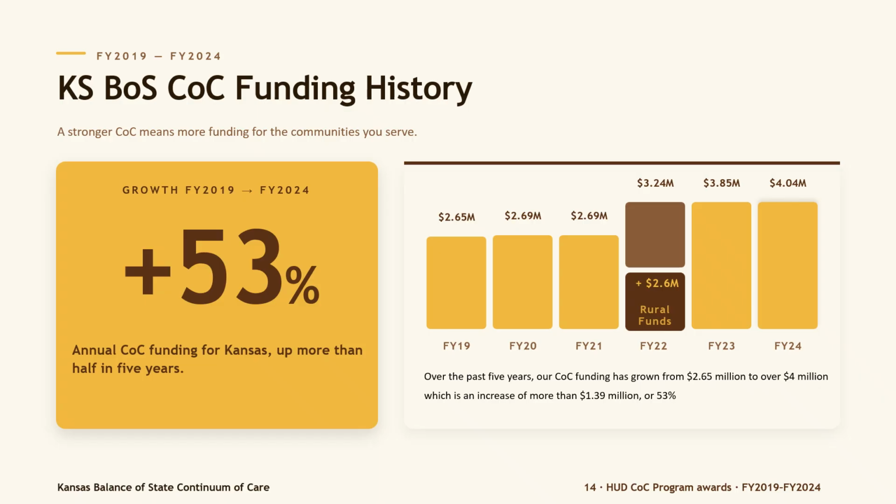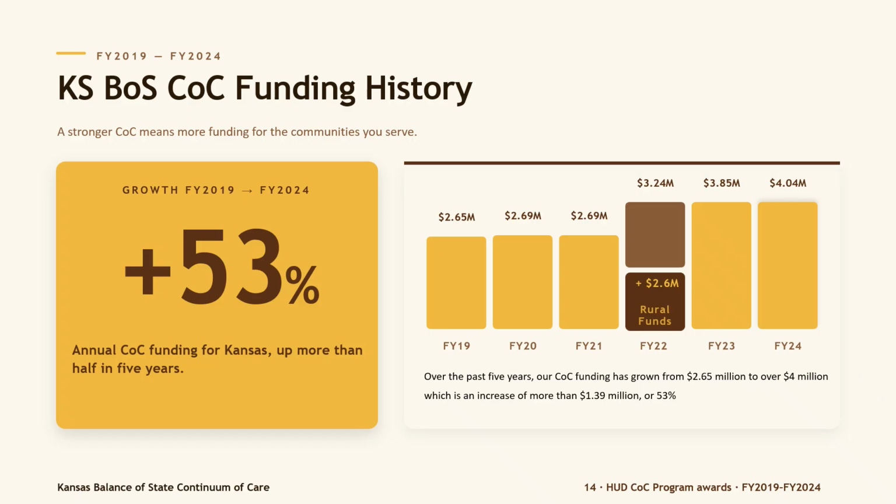By fiscal year 2024, that number had grown to over $4 million. That's a 53% increase in 5 years. And in 2022, the COC received an additional $2.6 million in special rural funds, money targeted specifically at rural communities, which is most of the KSBOS COC geography. Every year, more communities across rural Kansas are gaining access to COC funding.